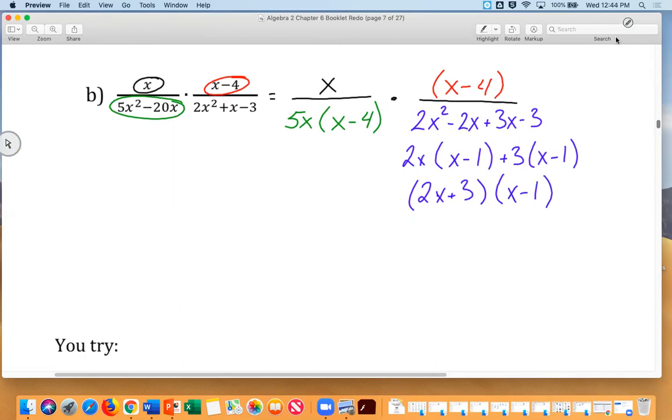And now I'm looking at this and I'm saying, what can cancel? Well, we have x minus 4 and x minus 4. We have the x and the x. So I have 1 left on top because there was nothing left. And on bottom, I have 5 times 2x plus 3 times x minus 1. And that's that.